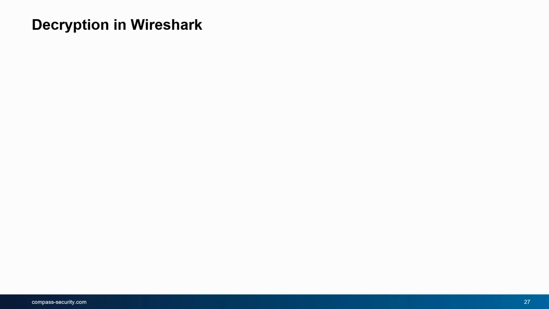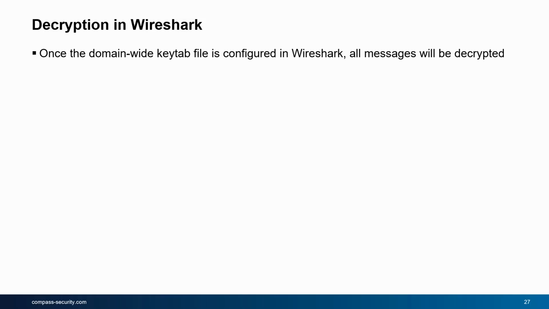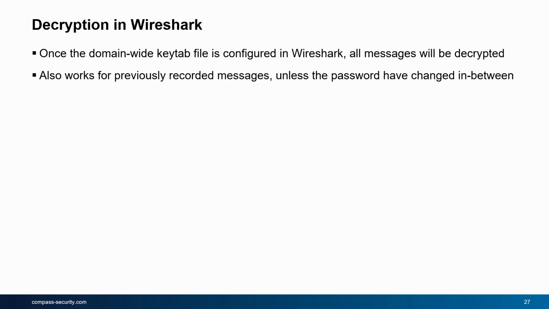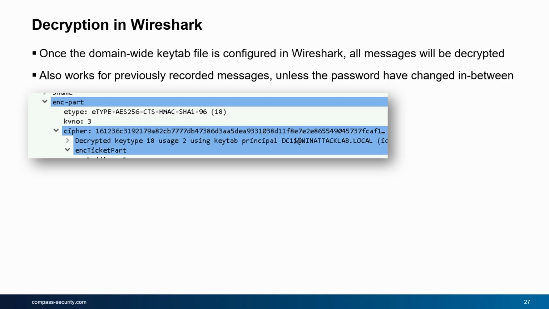So now that we have created the domain-wide Keytab file, we can load it into Wireshark. Once we have done that, all the Kerberos messages will be decrypted. This works even for messages that have been recorded previously, unless, of course, the associated passwords and therefore the key materials have changed between the time of recording and creation of the Keytab file. If we look at the output of Wireshark after we have loaded the Keytab file into the configuration, we will see that certain parts of the messages are now highlighted in blue, and this essentially tells us that Wireshark was able to decrypt some parts of these messages.